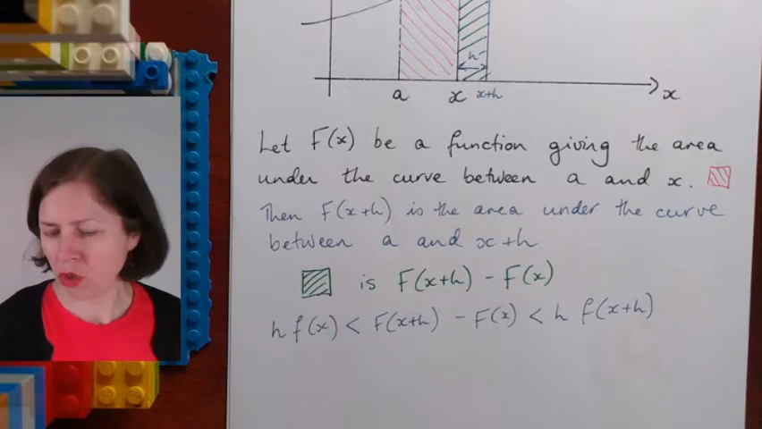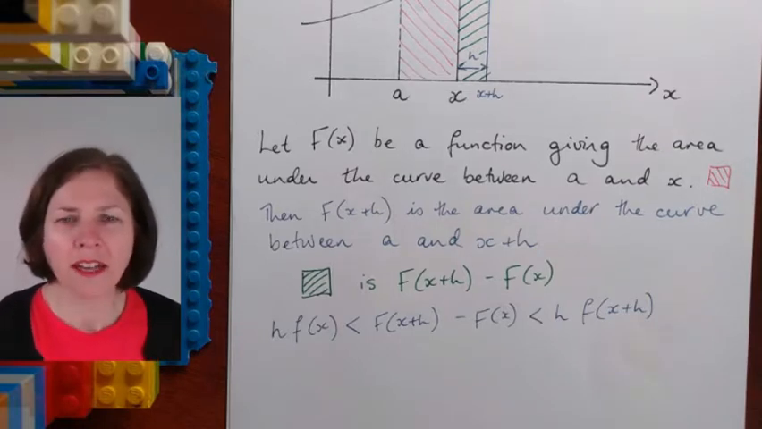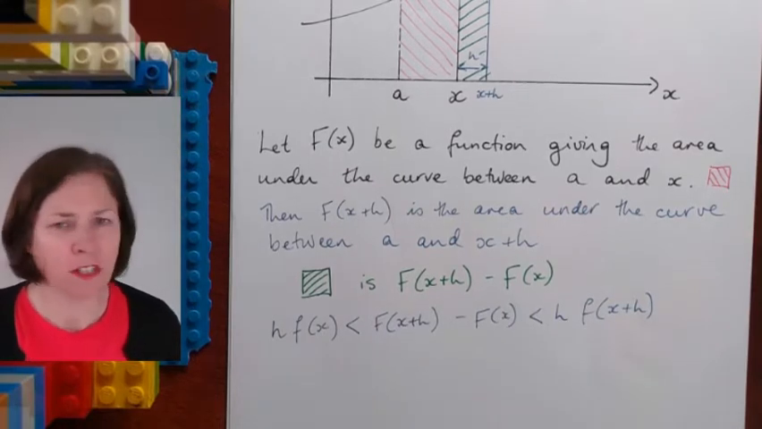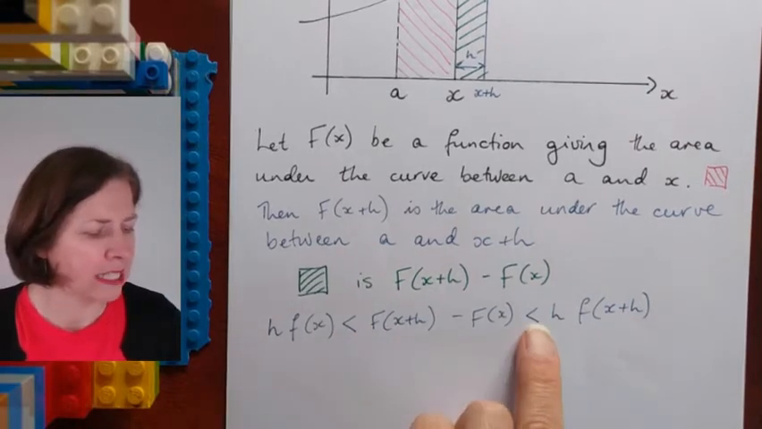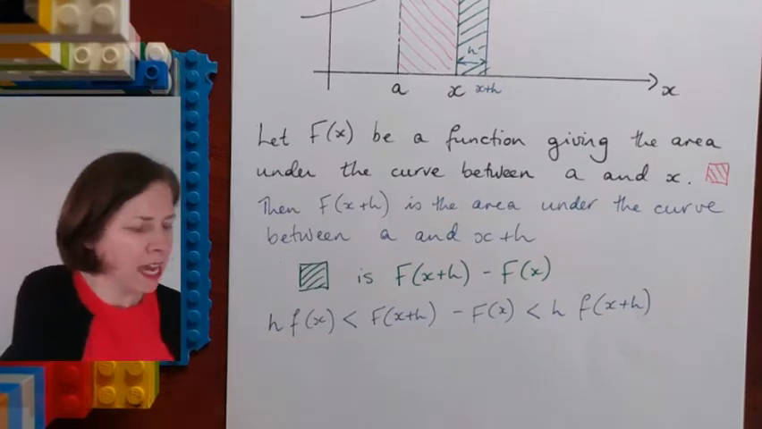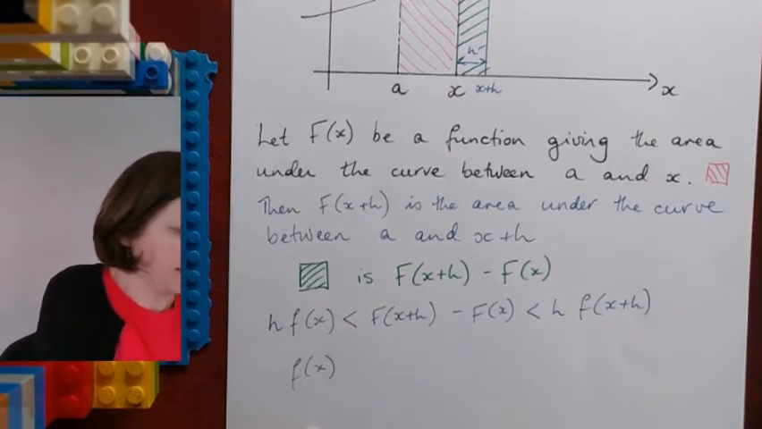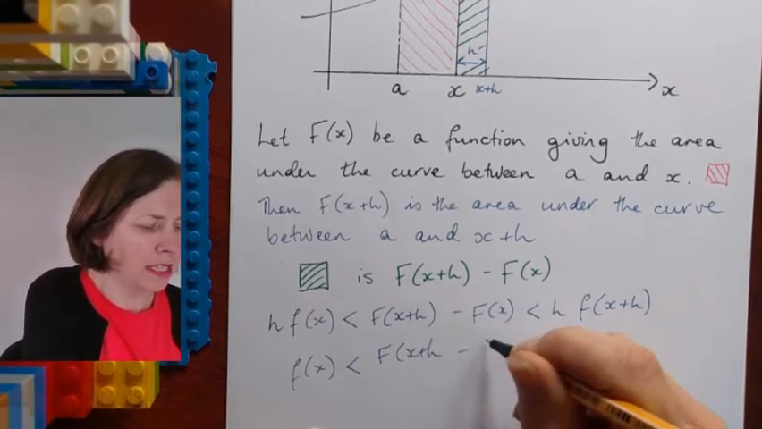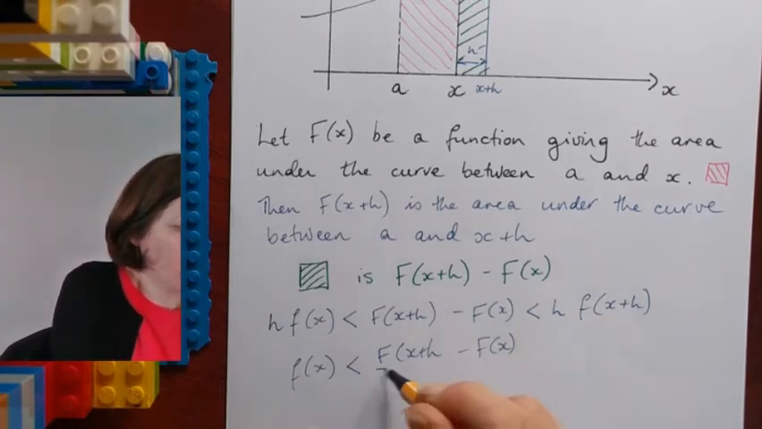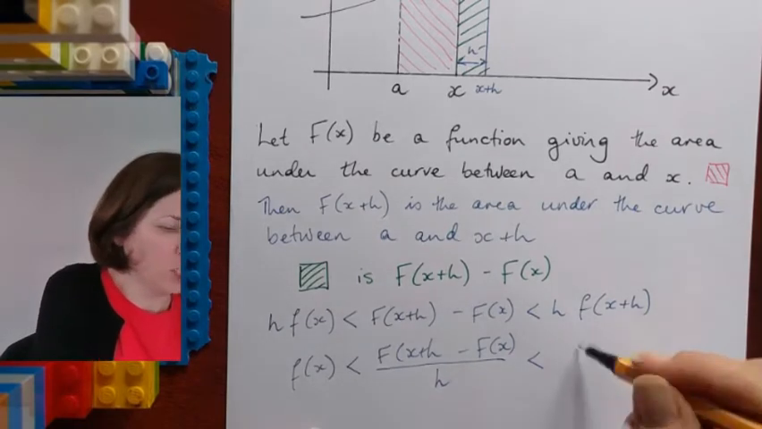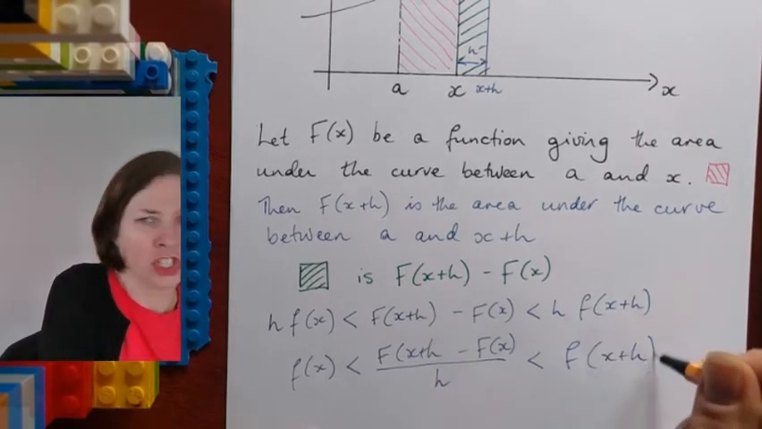So now what I'm simply going to do is divide everything there by h. Now I'm assuming h is a positive value because x plus h is to the right of x. So I can safely divide without needing to change any of my inequality signs. So if I divide right through by h, on the very left here I'll get f of x. And in the middle I'm going to get capital F of x plus h minus capital F of x all over h. And that's going to be less than, divide this by h, f of x plus h.